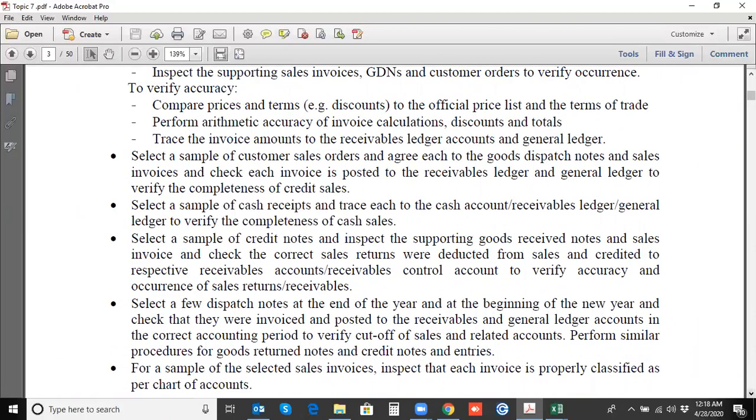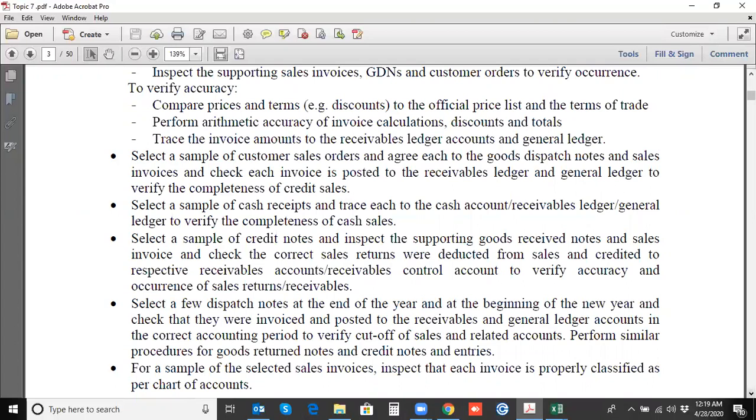Confirm that cash receipts are complete, because this is what is going to validate your cash sales. And get a sample of credit notes and check the supporting documents to ensure that the correct sales returns have been deducted from the sales and credited to the respective receivables account, to ensure that the sales returns are correct. So you need to make sure that for the credit notes we are talking about, the sales returns are matching with the credit notes.